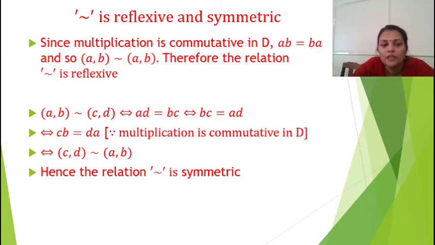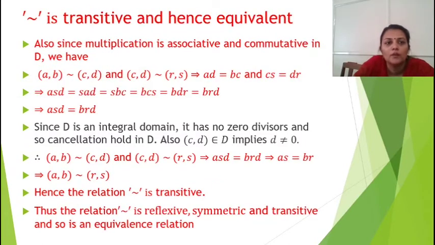Now, (a, b) ~ (c, d) if and only if ad equals bc, if and only if bc equals ad, if and only if cb equals da. Since multiplication is commutative in D, this holds if and only if (c, d) ~ (a, b). Hence, the relation is symmetric. If (a, b) ~ (c, d), then (c, d) ~ (a, b). Now, we have to show that it is transitive.